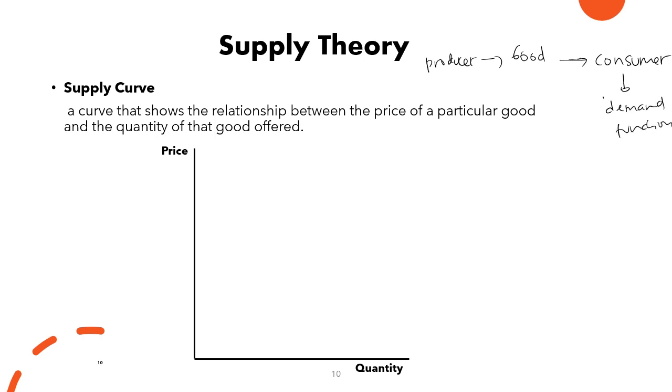And at the producer side, this is the supply function. So the theory at the side of the producer, we call that supply theory. Again, this will be described as a curve, a curve that shows the relationship between the price of a particular good and the quantity of the good offered.